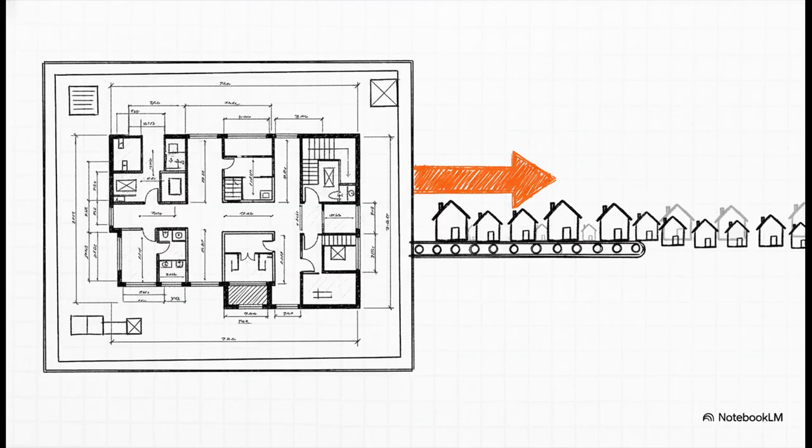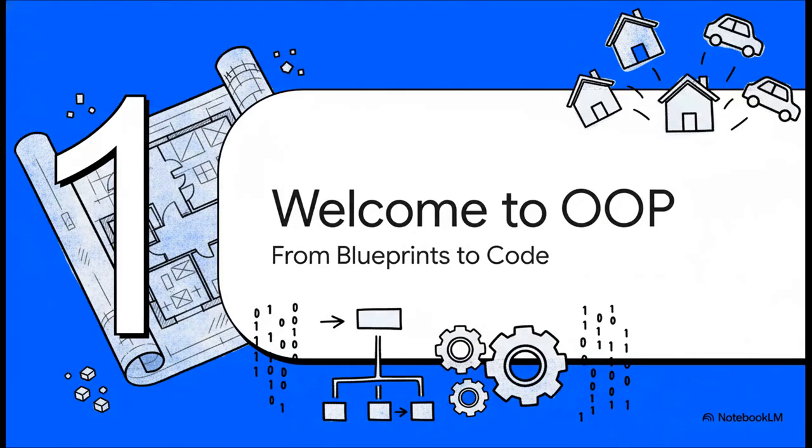The answer? You start with a blueprint, a single, perfect master plan. This blueprint defines everything, every detail, every feature, every measurement. Once you have that, you can make 1, 1,000, heck, 1,000,000 copies, and they'll all be consistent. Now keep this idea of a blueprint locked in your head, because it is the key to absolutely everything we're about to talk about.